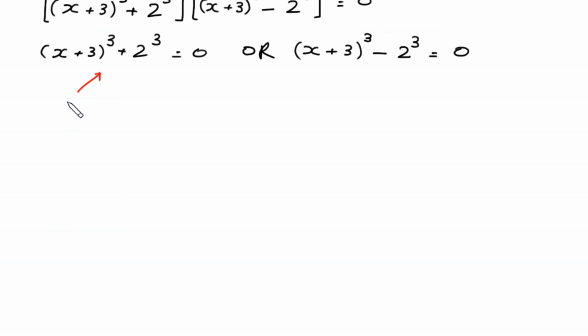We name this case 1, and this is case 2. First we solve case 1. In case 1, we have this expression (x + 3)^3 + 2^3 is equal to 0.